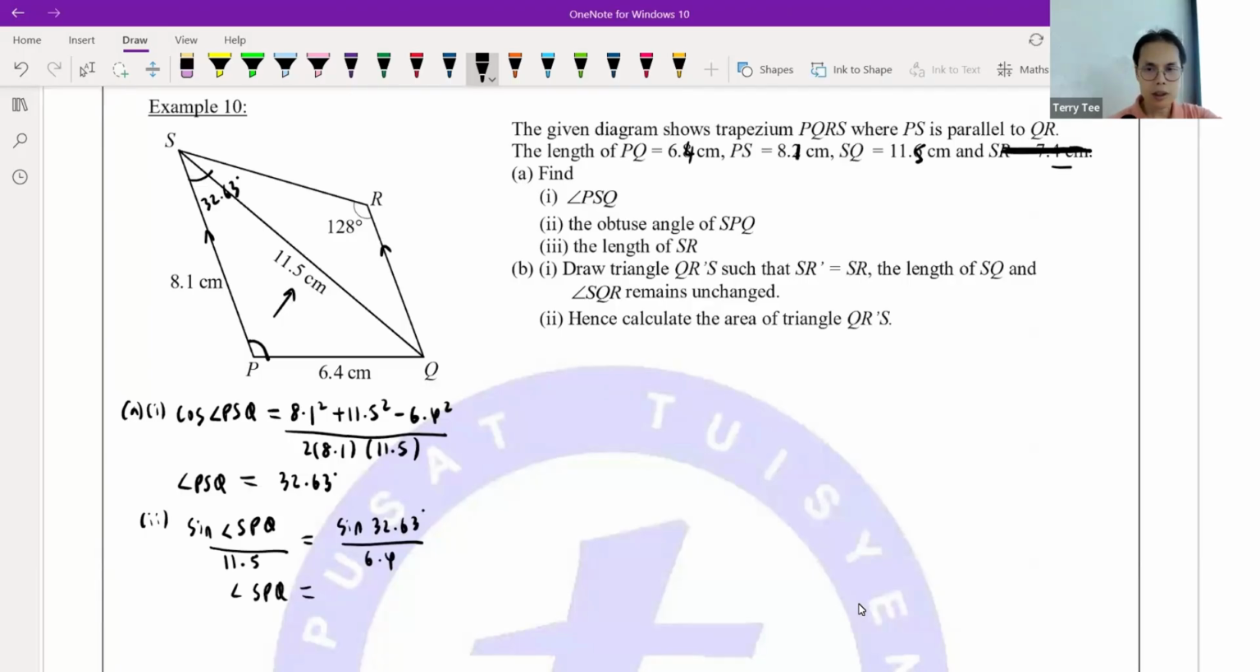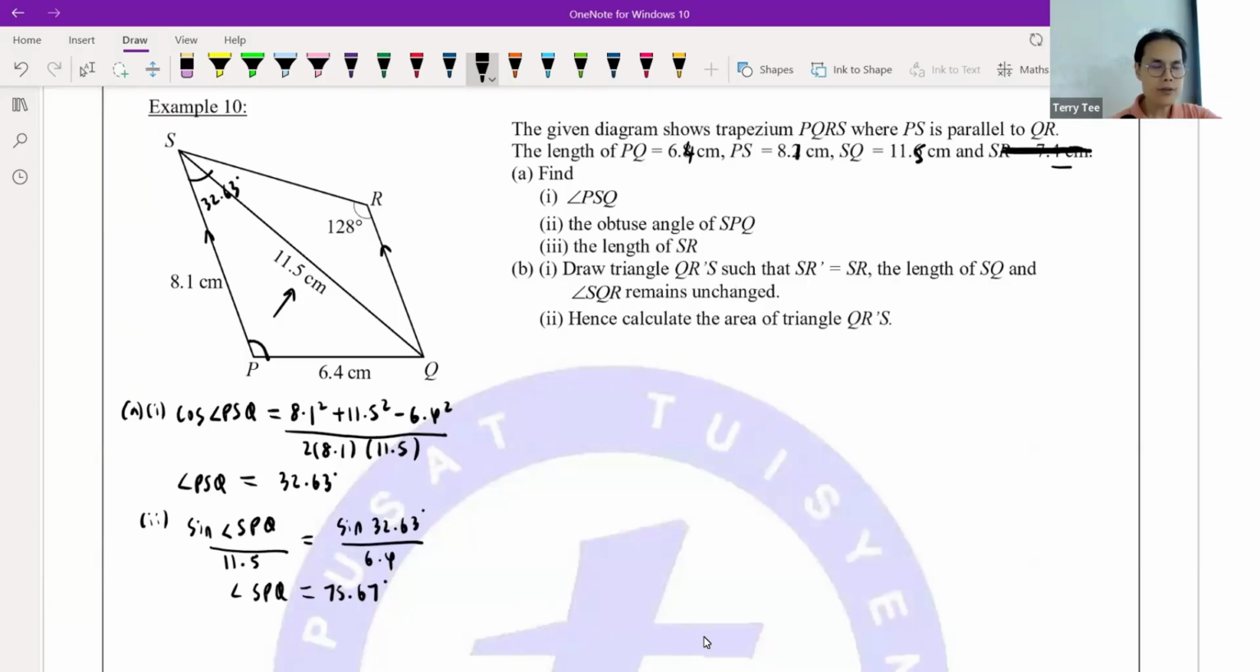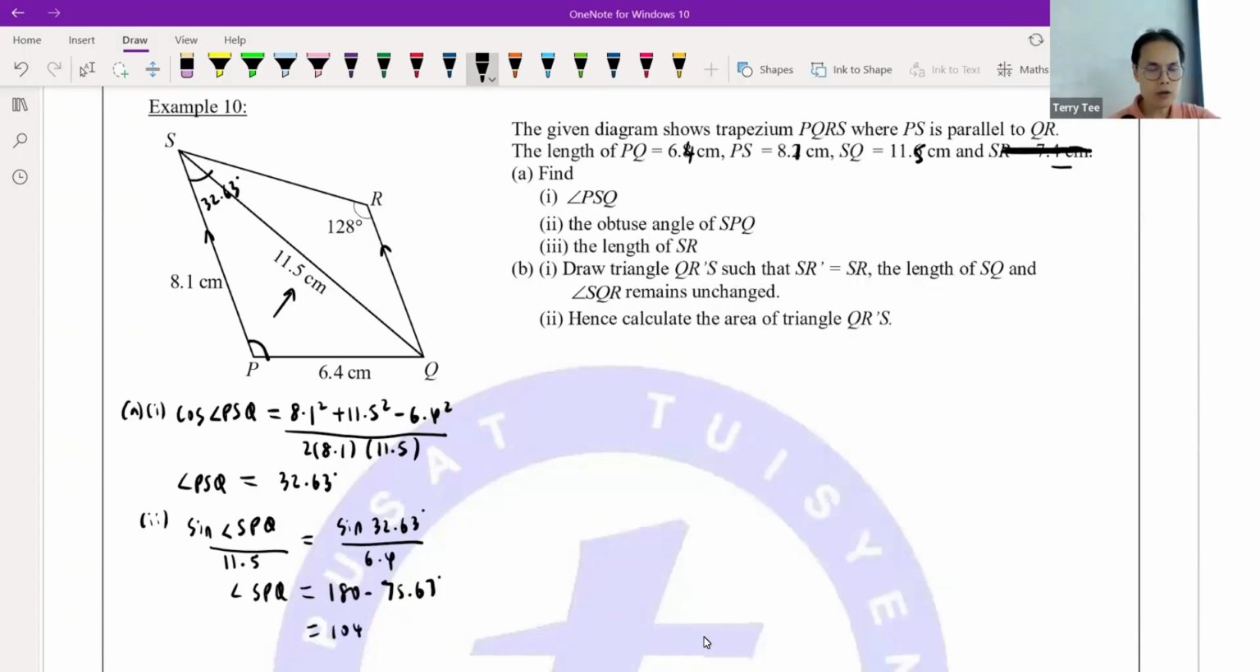SPQ is 75.67. Okay, so once you know, we cannot take this though. We need to do 180 minus, because it's obtuse, everyone. Answer is 104.33.